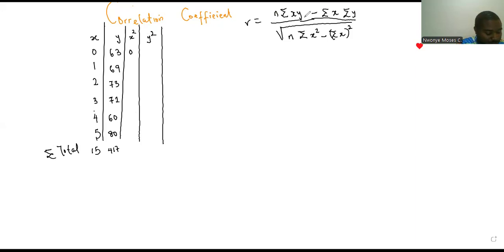We're not done with this formula. We also have some other components, like you have to do the same for Y. So you have the summation of Y squared, then the sum of Y all squared. So these are what you're going to be calculating. In our case, I should square this out.